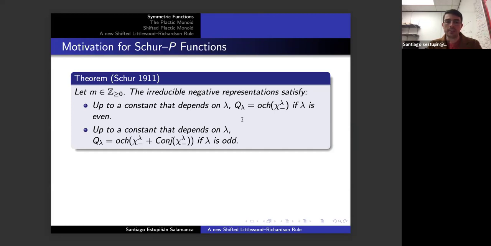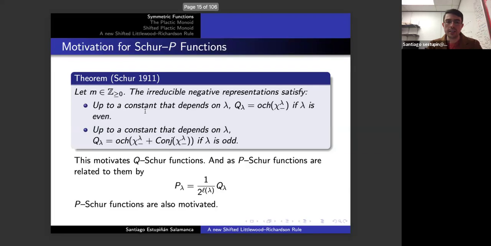And this is a bit more technical than in the previous context, and this theorem by Schur illustrates the difference, but morally, this is what's happening. And then P-Schur functions can be defined as this scalar multiple of Q-Schur functions. So since this previous discussion motivates Q-Schur functions, P-Schur functions are also motivated from this perspective.